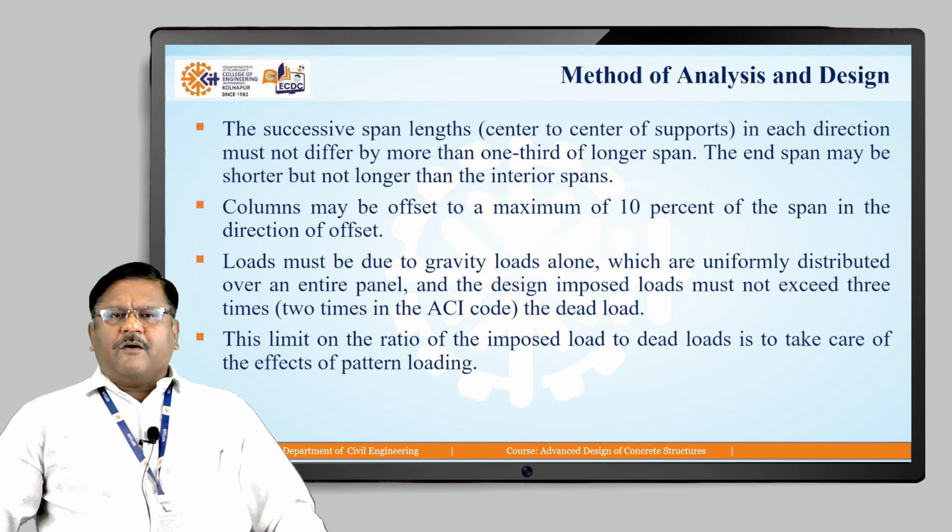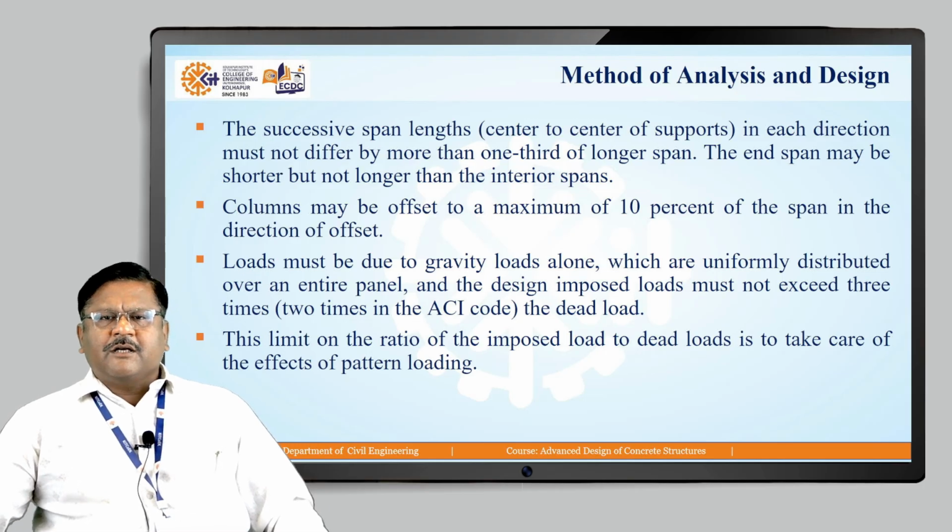Columns may be offset to a maximum of 10% of the span in the direction of offset. Loads must be due to gravity load only, which are uniformly distributed load on the entire panel, and the design imposed load must not exceed 3 times the dead load.